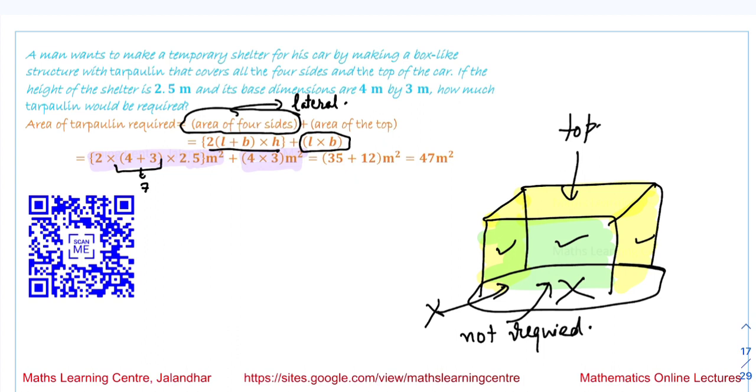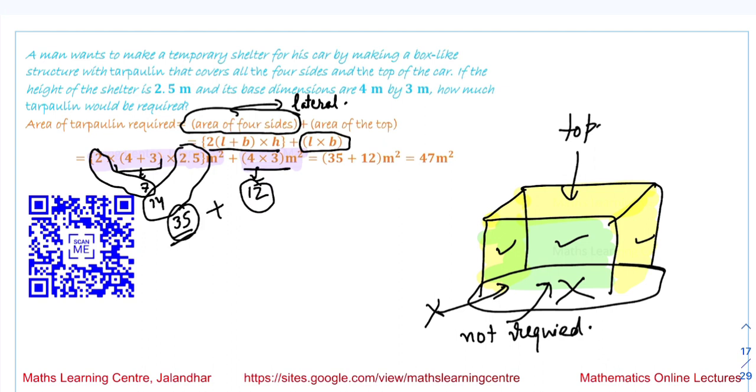Next it is 2 into 7, it is 14. Then 2.5 into 14, it is 35. Similarly 4 into 3, it is 12, and the final answer we will get is 35 plus 12 is equal to 47 meter square. This is the area of the cloth that is required to make the shelter.